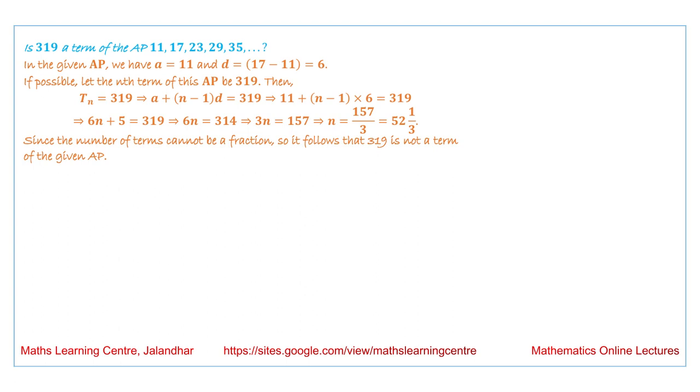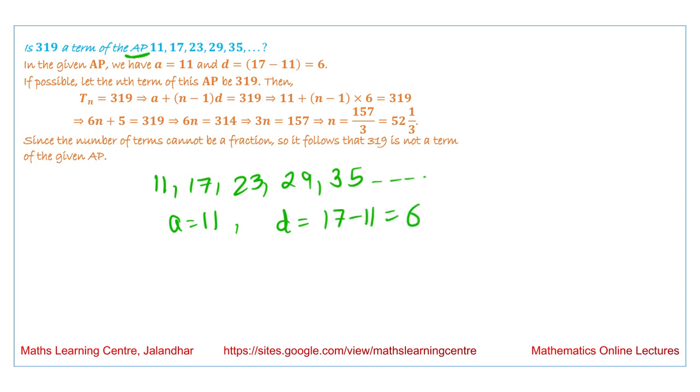Next is, is 319 a term of this AP? The terms given are 11, 17, 23, 29, 35 and so on, and it is given that this is an AP. So the value of A we have is 11. The value of D we have is 17 minus 11, that is equal to 6. You can use any two values to calculate the value of D. Now suppose the nth term is equal to 319 for some n.